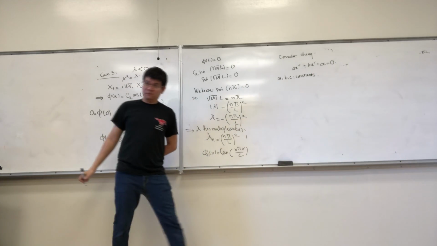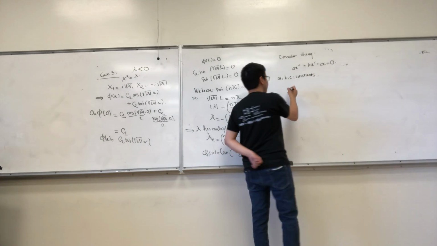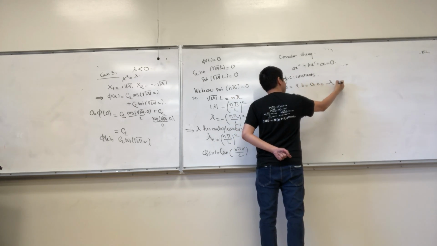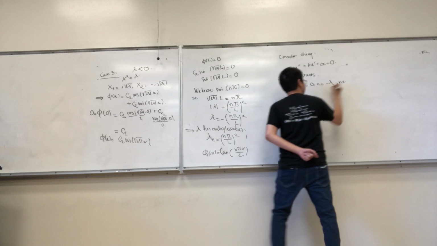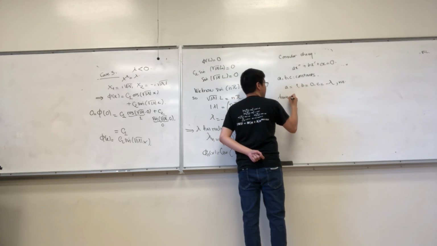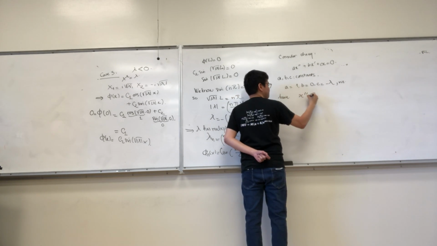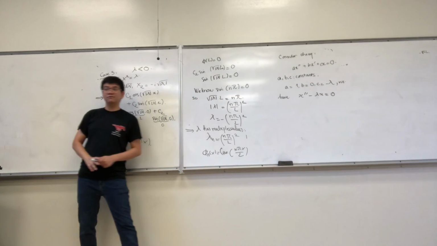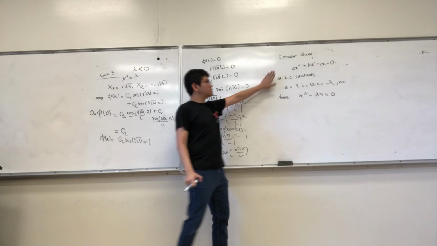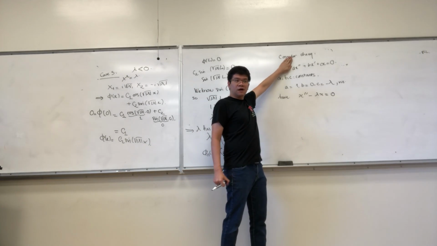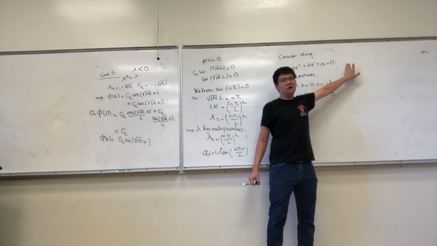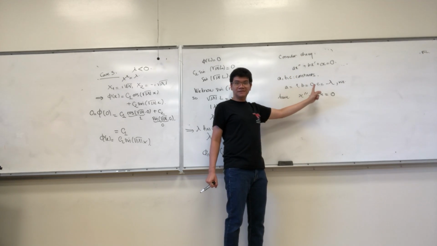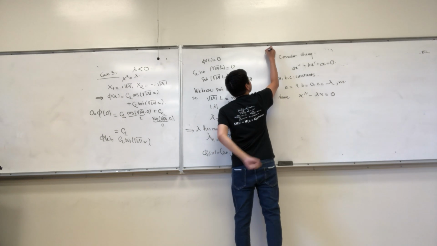It's clear? So when a is 1, b is 0, c is minus lambda, we have x'' minus lambda x is equal to 0. This is the problem that we are trying to solve. This is a second order differential equation, homogeneous because here we have 0, with constant coefficients. In the case that a is 1, b is 0, so review.